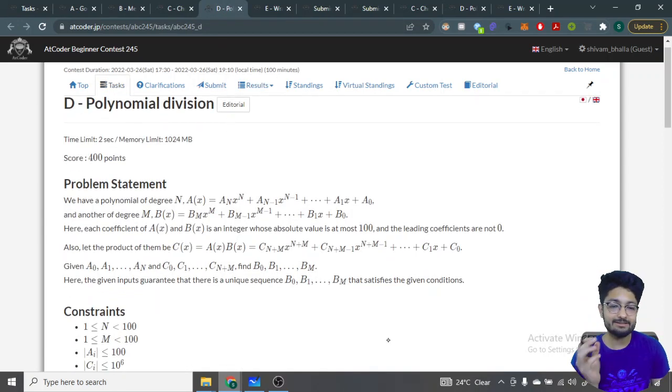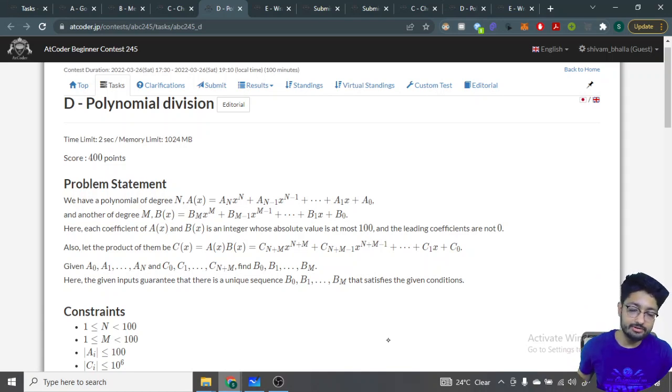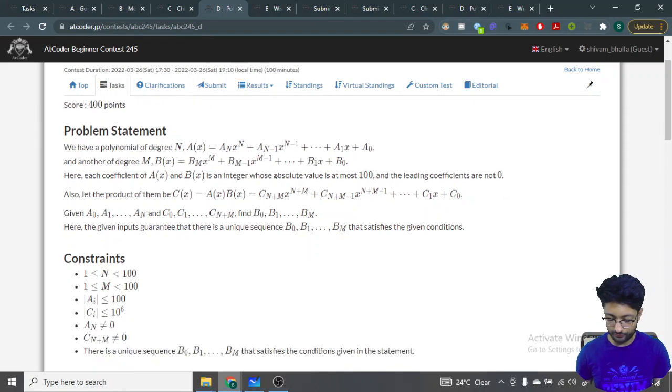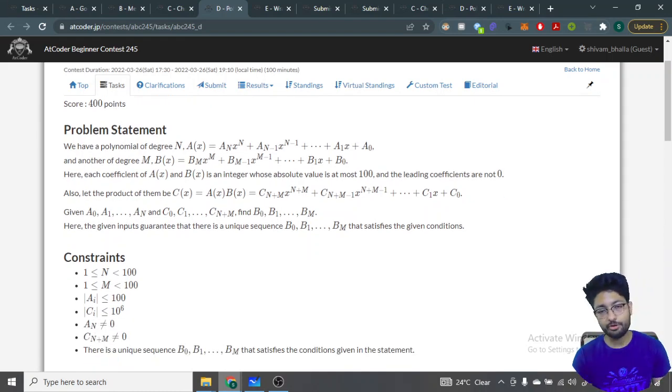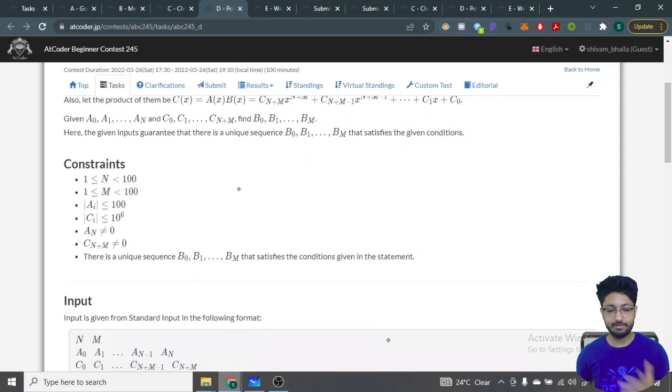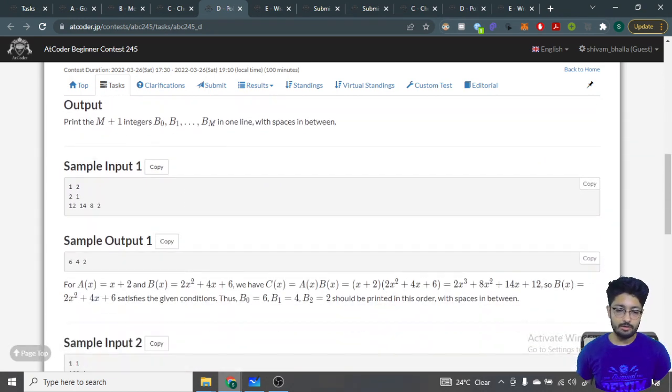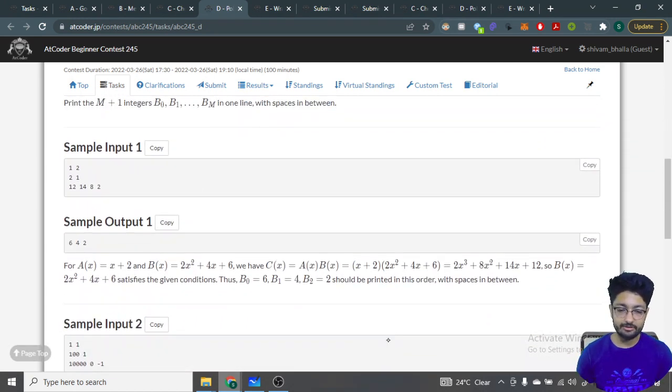So the next problem is polynomial division. I'll tell you in simple terms, as this whole thing seems very confusing, but you have seen polynomials. I'll just take it down to the first example, and it will come over to you. So just don't read the problem statement, I'll tell you in simple terms. Just assume that you have two polynomials, A and B.